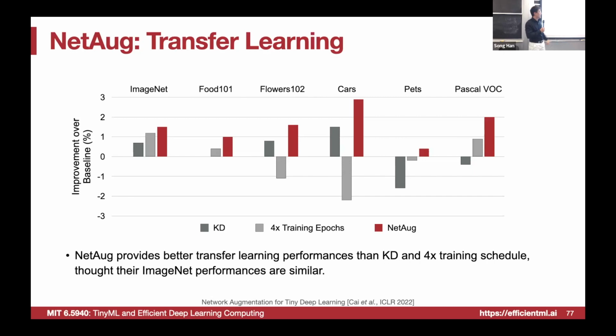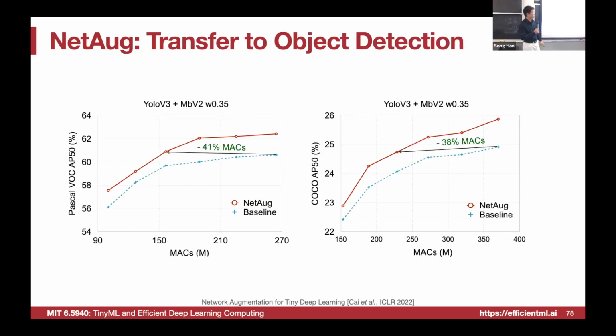So this is a transfer learning task, not only comparing the ImageNet accuracy, but also showing the transfer learning capability. And this is the improvement over the baseline. And also on object detection, for the same number of computation MACs, we can improve the accuracy quite consistently. This is on MobileNetV2 0.35. One is on Pascal VOC, one is on the COCO dataset. Also, for the same accuracy, you can reduce the computation.